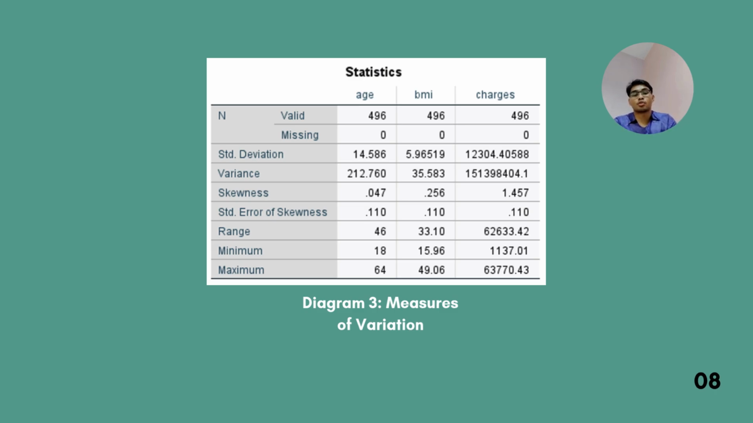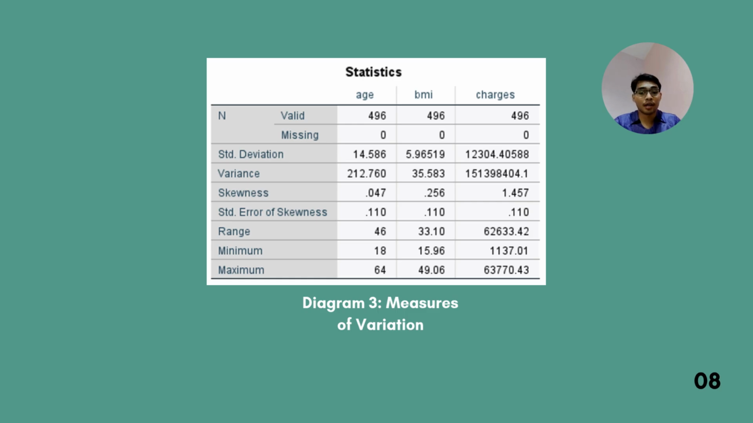For the last one, the numerical descriptive measure is the measure of variation. Variation tells us how spread out the values are around the center. For the age, the variance is 212.76 years, the standard deviation is 14.59 years, and the range is 18 to 64, which is 46 years. This indicates a broad age spread.